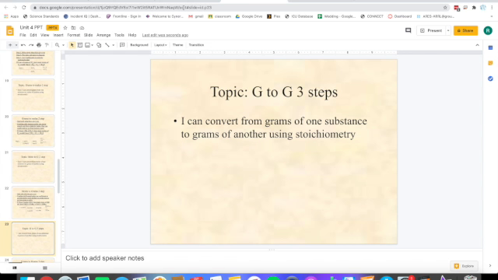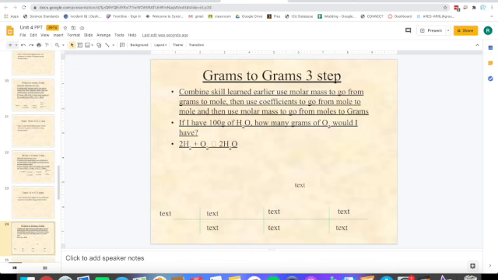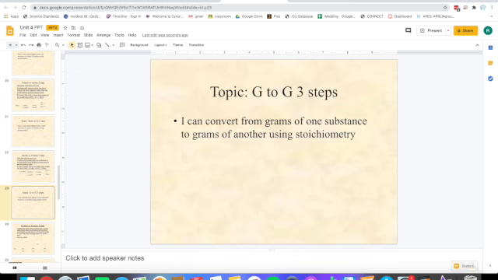Now, everything we've done so far has either been a 1-step or what we did earlier was 2 steps. Well, now that this is 3 steps, it's going to be a little bit longer. But the good news is there's no more new information for this part. It's all going to be just combining what we've learned before. And I honestly think the grams to grams 3-step is easier than the 2-step ones, personally.